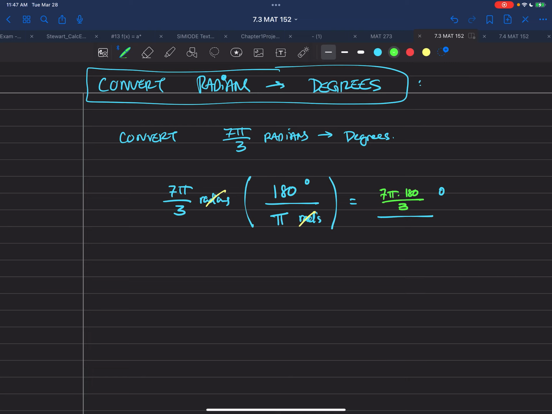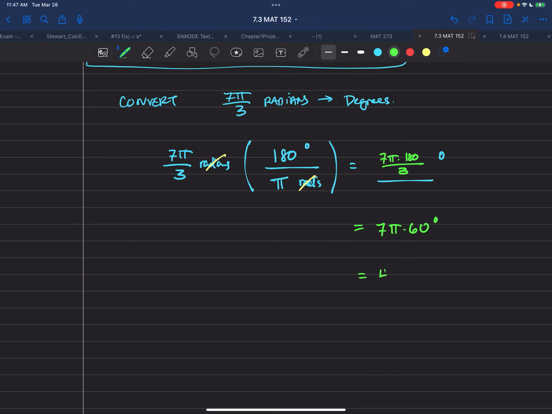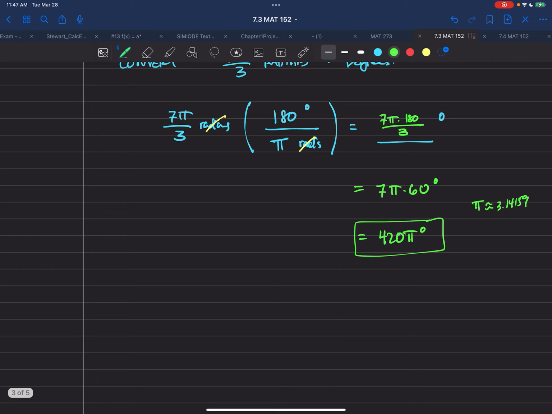Degrees, we can do a little bit of simplification here, that 180 over 3 is 60. So this is really 7 pi times 60 degrees. And this would be 420 pi degrees. And then from there, you could just approximate pi. Remember, pi is approximately 3.14159, and get something close to like 1300-ish. All right, I'm going to leave it here because I don't have my calculator totally pulled up. But it would be around there.